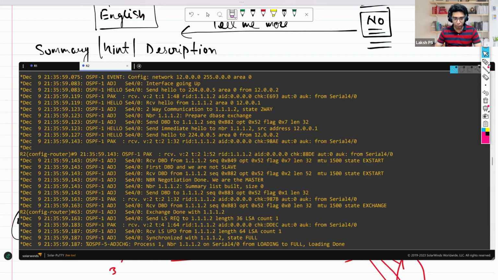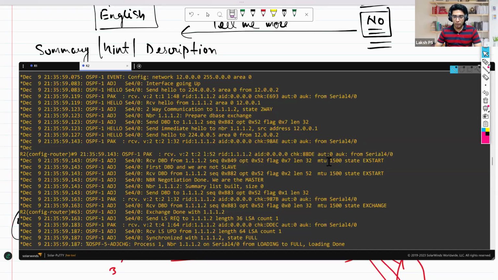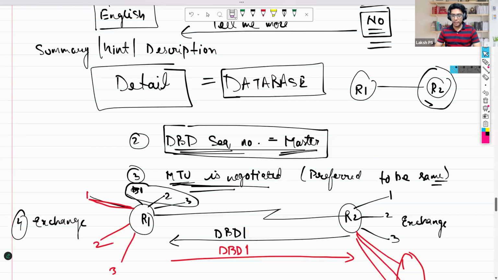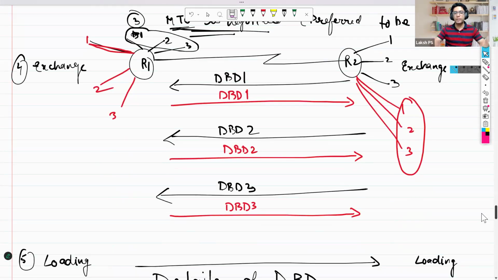And the last parameter was MTU. MTU is negotiated, or it is preferred to be the same. You can see here 1500, 1500. The MTU is the same. Okay, so MTU is also negotiated. Now, once all these parameters are negotiated, then the two routers move into the Exchange state, where the two routers will exchange the DBDs.